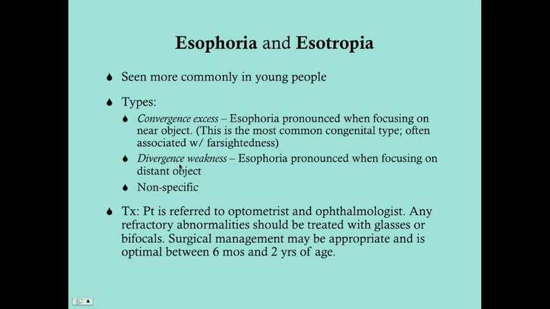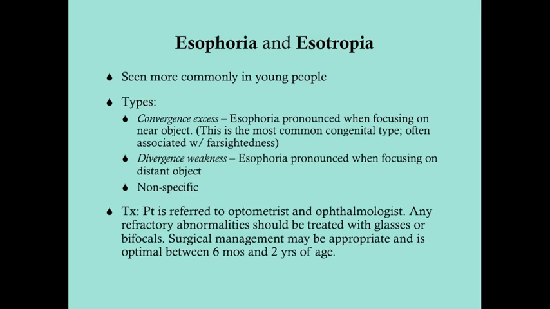And so if you have a divergence weakness in your left eye, your eye is going to stay converged or relatively converged. And so you'll have a left esophoria because your right eye has diverged and your left eye hasn't diverged enough. So either convergence excess or divergence weakness, those can both cause esophoria or esotropia. And then there are nonspecific causative types that you don't need to be worried about.